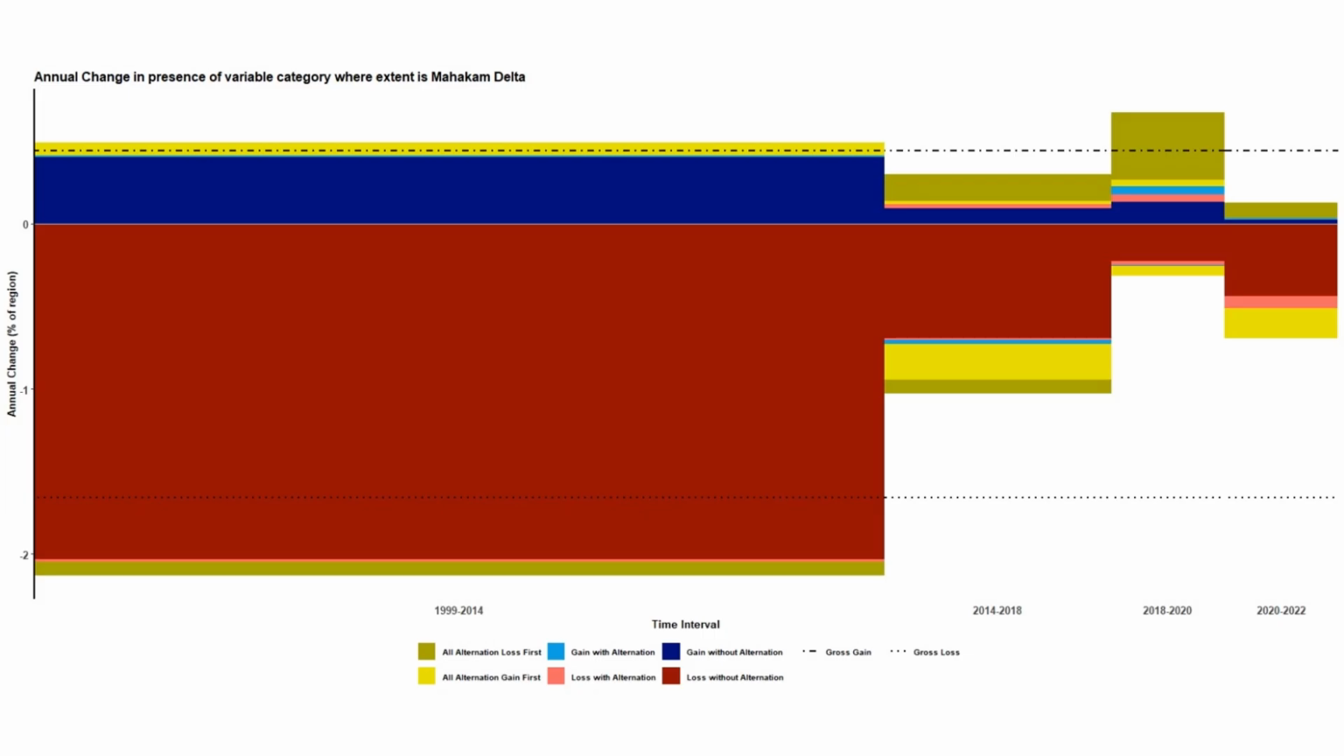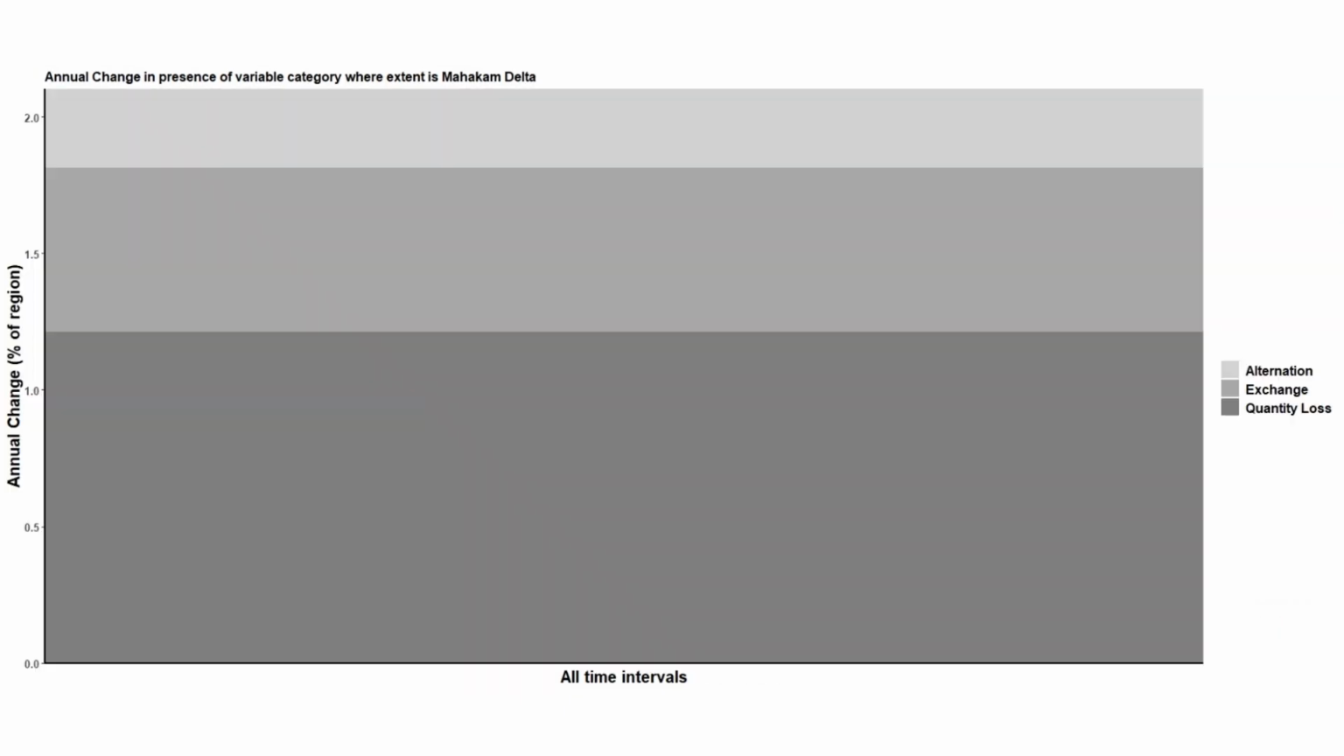The portions of the bars over the 0 line represent the percentage of pixels that gain the category being studied during that time interval. The portions of the bars below the 0 line represent the percentage of pixels that lose the category being studied during that time interval. The last output is this graph that shows the percentage of pixels in each of the 3 categories over the entire temporal extent. Those 3 categories are alternation, exchange, and quantity gain or loss.